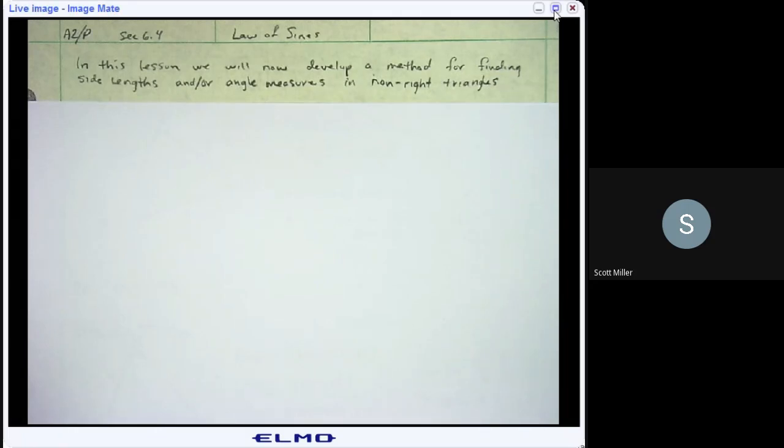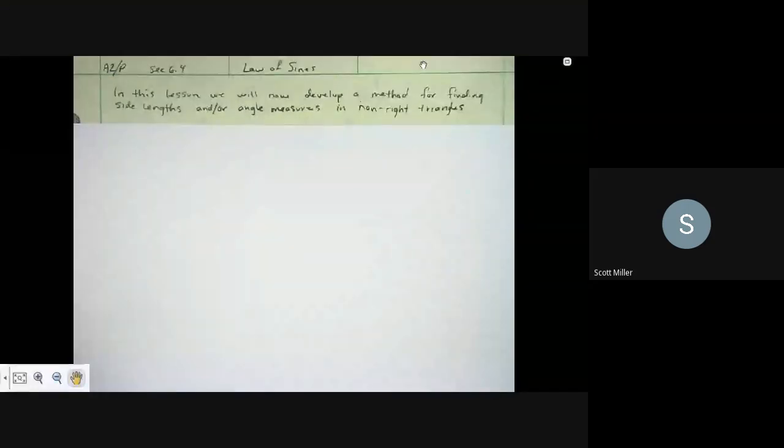Okay, so in this lesson, we're going to look at and develop a method for finding the side length or angles in non-right triangles. Up until this point, all our triangles had to be right triangles to be able to use the trig functions. Now we're going to branch out into triangles that are not right triangles. This is going to open up and make a lot of problems that might have seemed more challenging before a lot easier. Okay, so let's take a look at this.